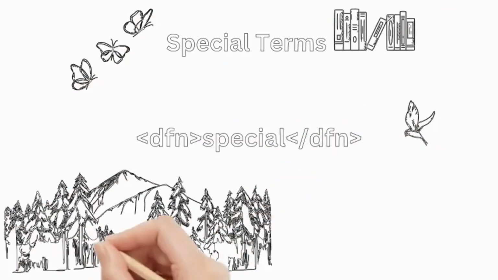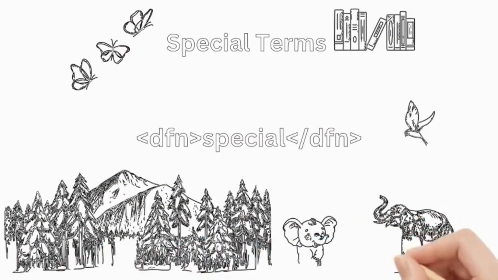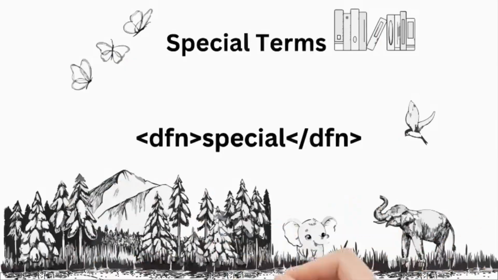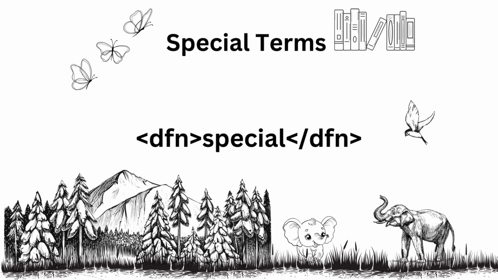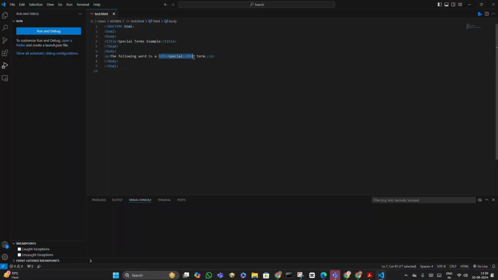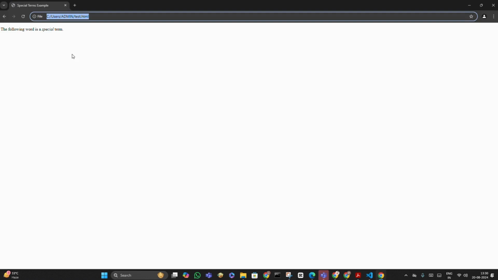Next, we have special terms. The DFN element is used to introduce a new term, often rendering it in italics. It's useful when you're defining something for the first time. Let's see an example. This will display the following word is a special term with the word special italicized to indicate its significance.